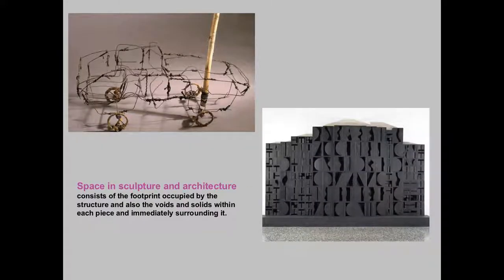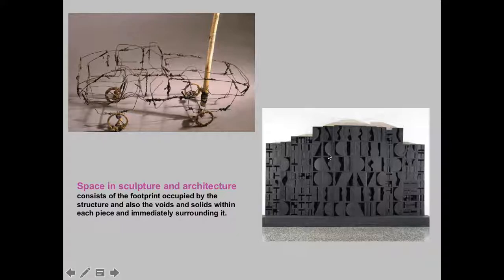Okay, so we talked about space a little bit. We talked about shapes, I beg your pardon. So space, a little, in sculpture and architecture. That's really when it happens. Space doesn't really happen in a painting. It's mostly in a three-dimensional object, and it's the footprint occupied by the structure, and it's also the voids and solids within each piece and immediately surrounding it.